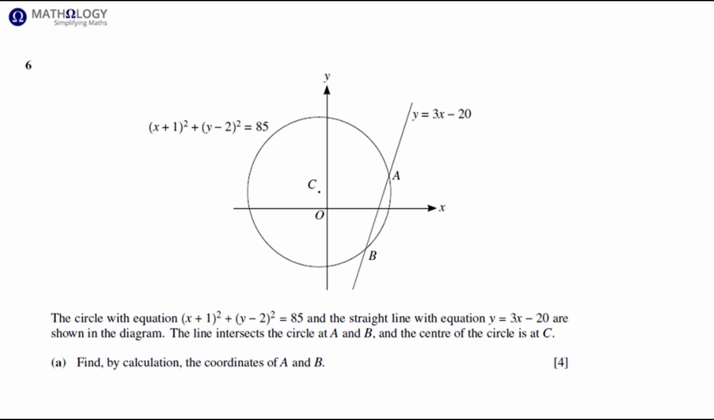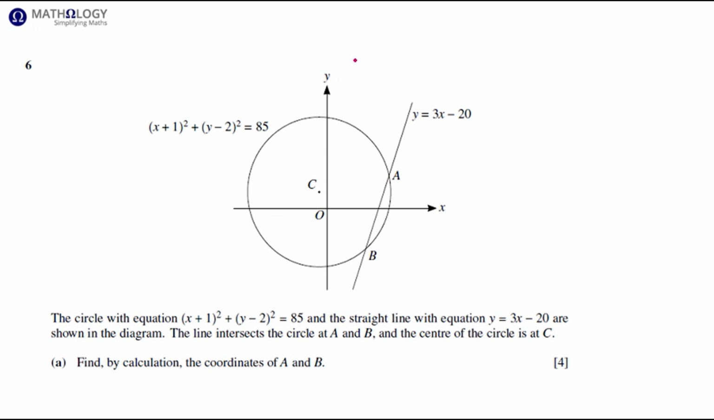A circle with the equation x plus 1 all squared plus y minus 2 all squared equals 85, and the straight line with the equation y equals 3x minus 20 are given. The line intersects the circle at A and B, and the center of the circle is point C. We're required to find the coordinates of A and B. Now, since A and B represent the points of intersection, we equate the two relations.